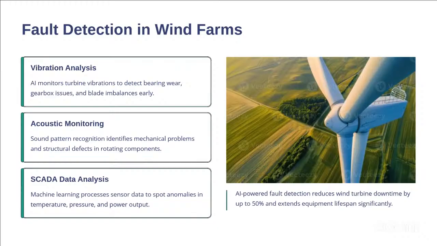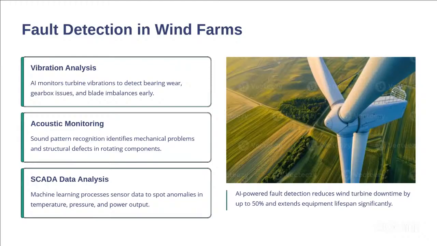So these are all the main components. If these components are proper, then we can make the wind fan run properly and efficiently. If there is any defect, we cannot run the system. And then sound pattern recognition is also one of the important things. It identifies the mechanical problems and structural defects in the rotating components.